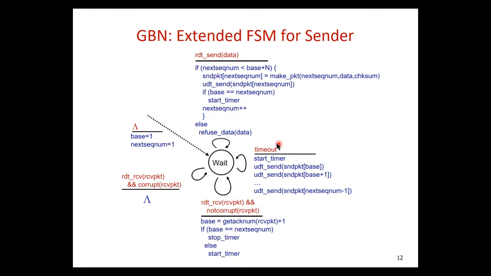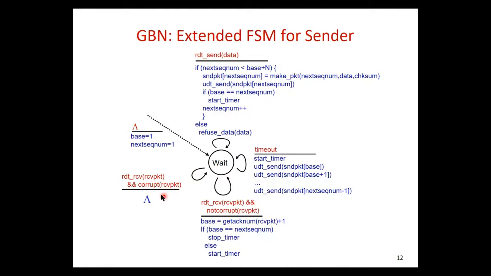Okay, another type of event is the timer times out. In that case, it's going to restart the timer, and then it's going to retransmit all the yellow packets in the window, which are the ones here, okay? So starting from base, going all the way up to next sequence number - 1. So all these sequence numbers correspond to packets that are waiting for the ACK, and they're going to be retransmitted when the timer times out.